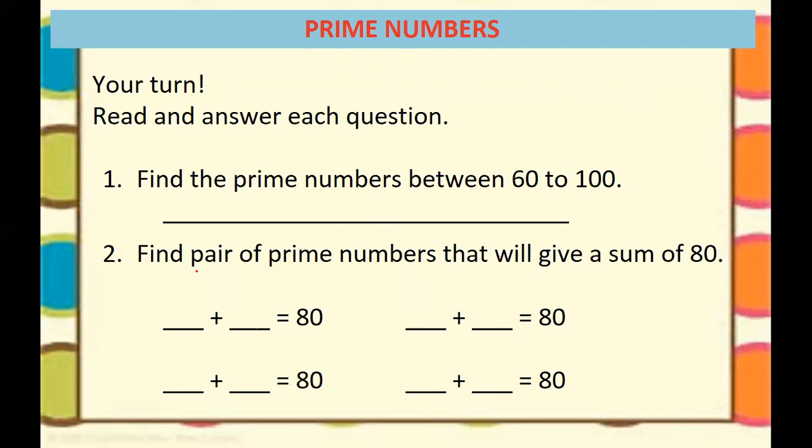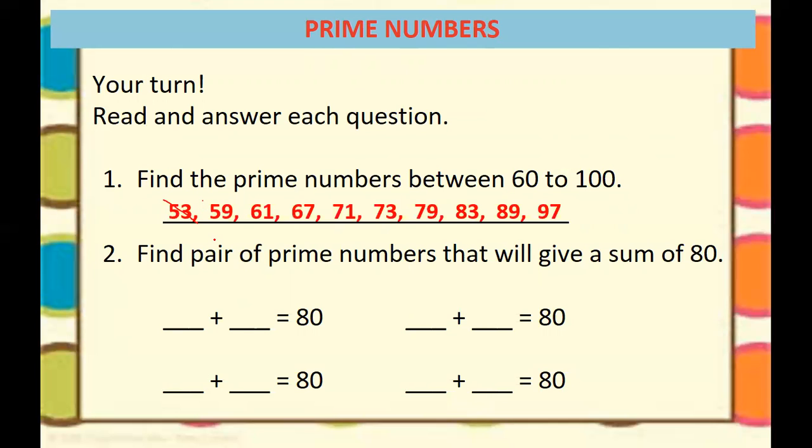Okay, can you do this for me? Pause your video and answer. Okay, find the prime numbers between 40 and 60. Check your answer. So these are all 53. Oops. 53 is not a prime number.